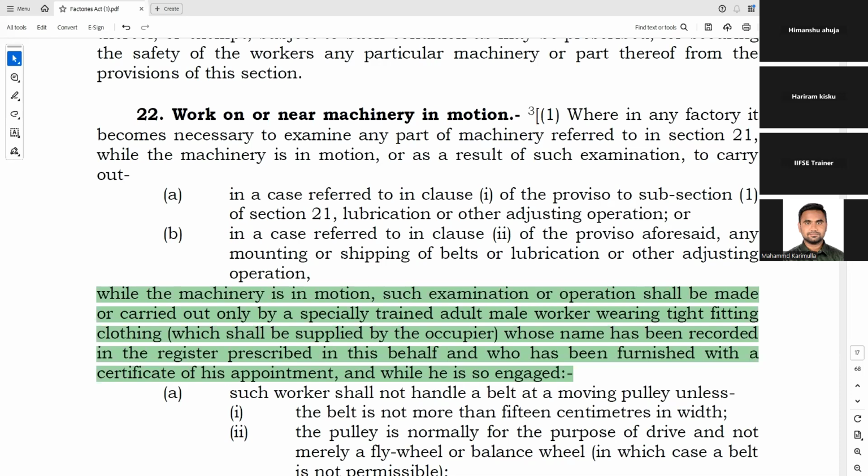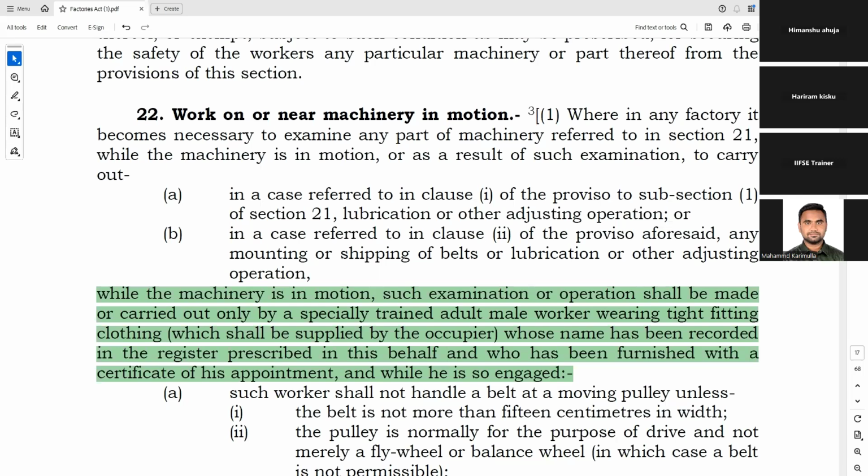In the case referred to in clause 1 of the proviso to section 21, lubrication or other adjusting operations, or in the case referred to in clause 2 of the aforesaid proviso, any mounting or shipping of belts or lubrication or other adjusting operations. So simply any operation which you are performing while the machinery or equipment is in running condition.